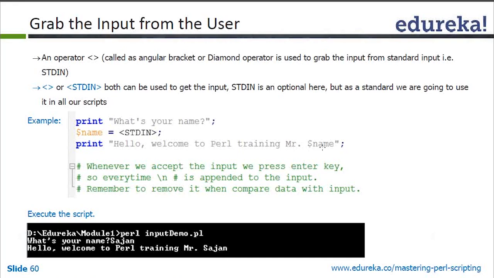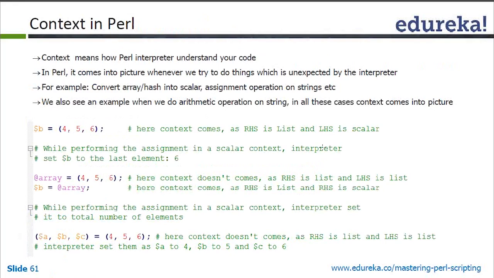We'll go to the next slide, and here we have something like context in Perl. What is context? Context means how Perl interprets and understands your code. We already covered this in the last slides, where we said if you want to add two numbers, the context should be the same, or if you want to add two hash elements, they should be brought in the right context. If they are not in the same context, we cannot do any operations on them. So context means how the Perl interpreter understands your code.